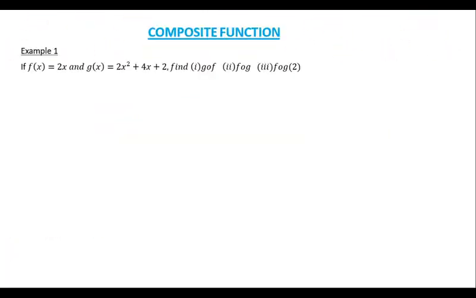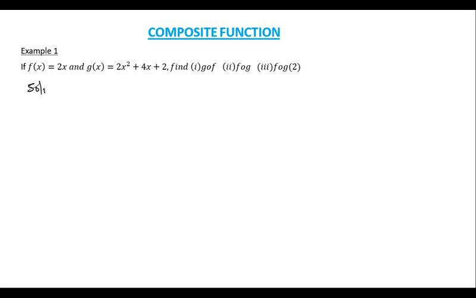So let's begin. We want to start this tutorial by looking at an example. Example number 1. If the function f of x is given to us by 2x, and the function g of x is equal to 2x squared plus 4x plus 2, we are being asked to find g of f, f of g, and then f of g of 2. So let's go ahead and look at how we solve this example.